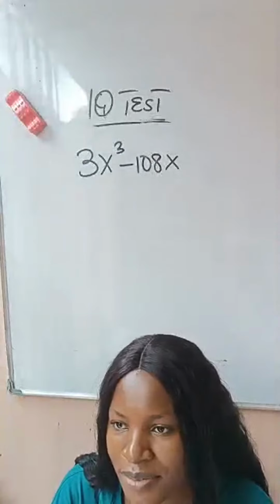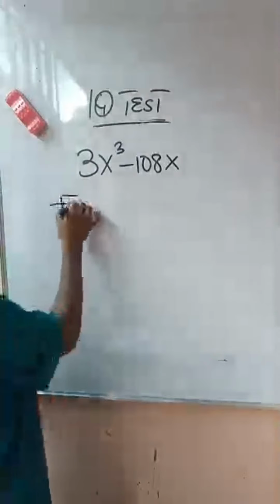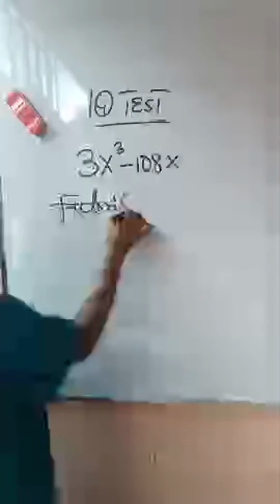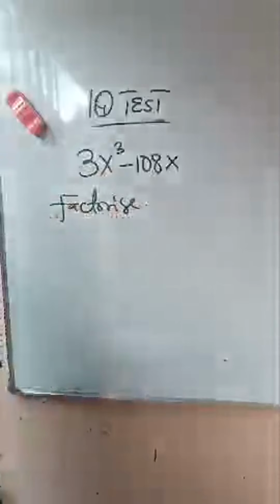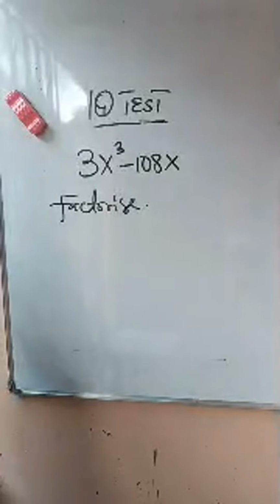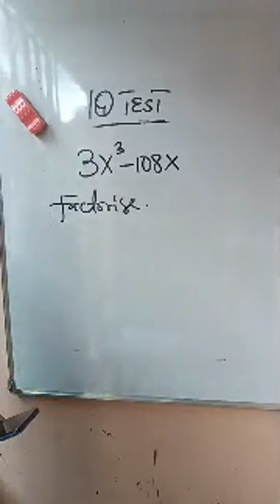Factorize, not solve. You're asked to factorize 3x to the power of 3 minus 108x. 3x bracket x to the power of 2 minus 36. I think we can still factorize that more.